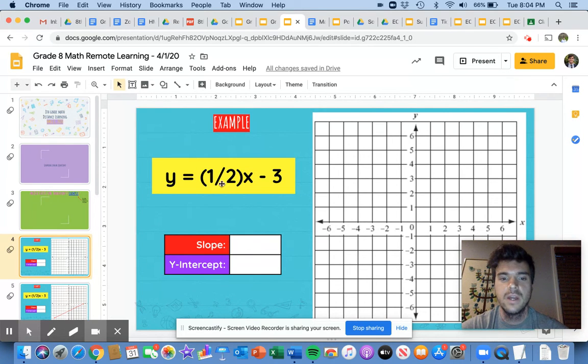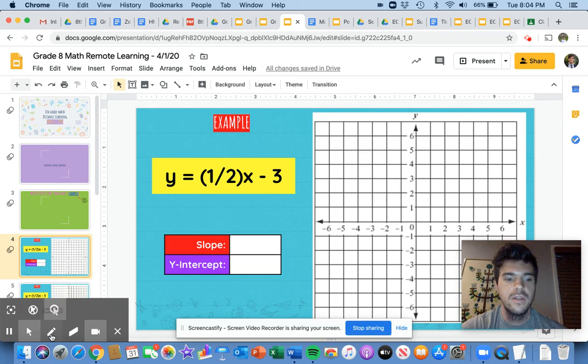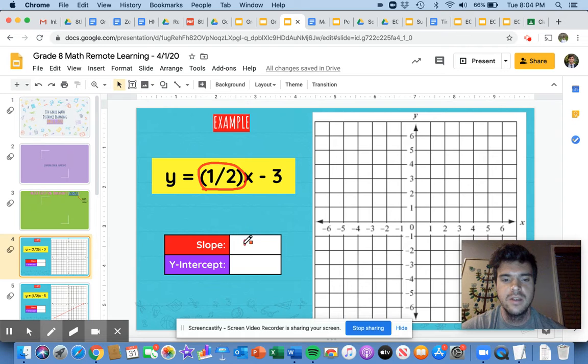So looking at this equation, we know that the slope is right here, the number in front of the x, right? So 1/2. So my slope is 1/2. I'm going to write that in here for the table. And then the y-intercept, we can see the y-intercept is the number that's all by itself, and that's a minus 3. So that means the y-intercept is -3.